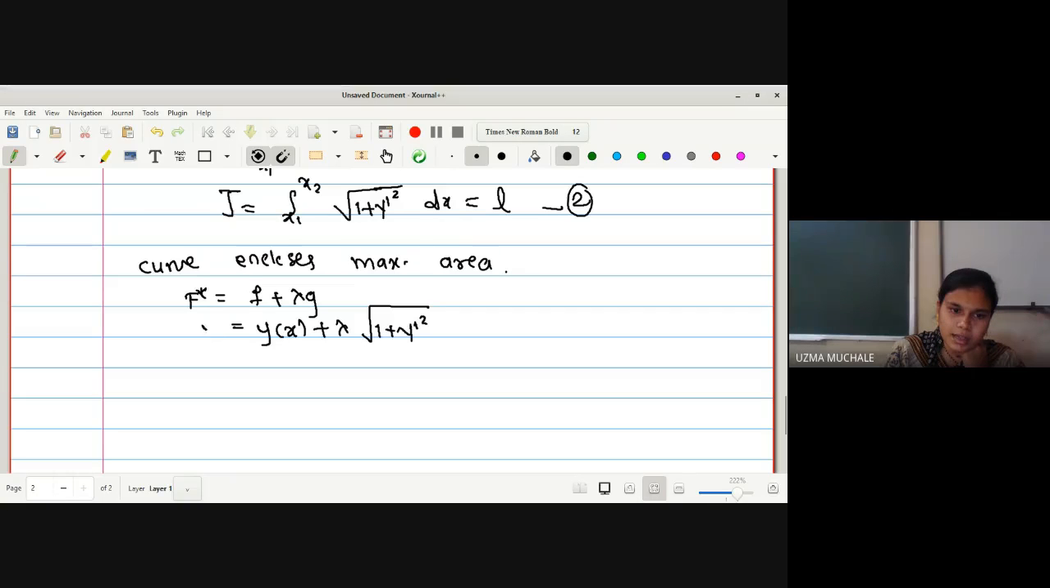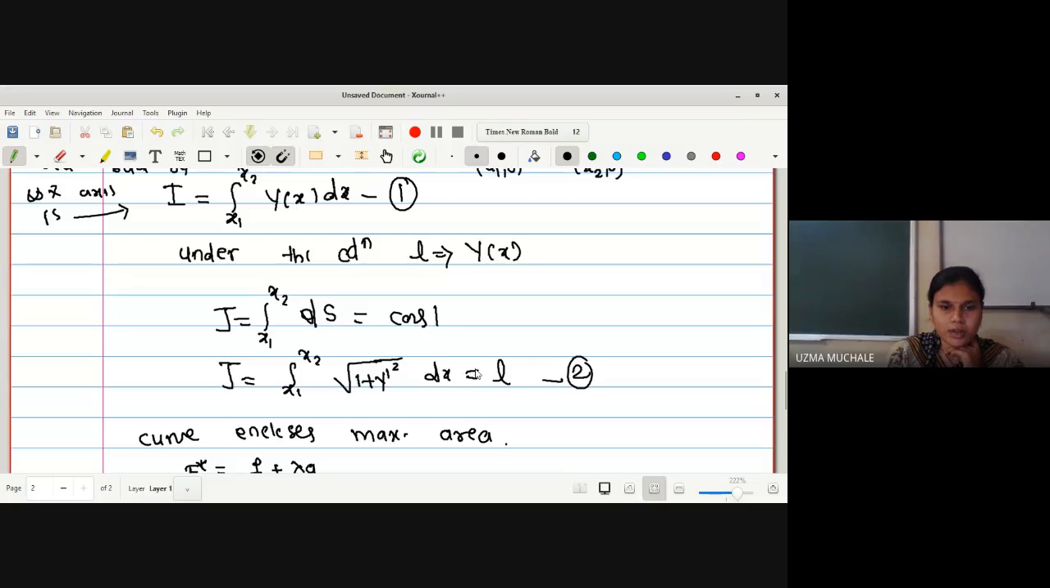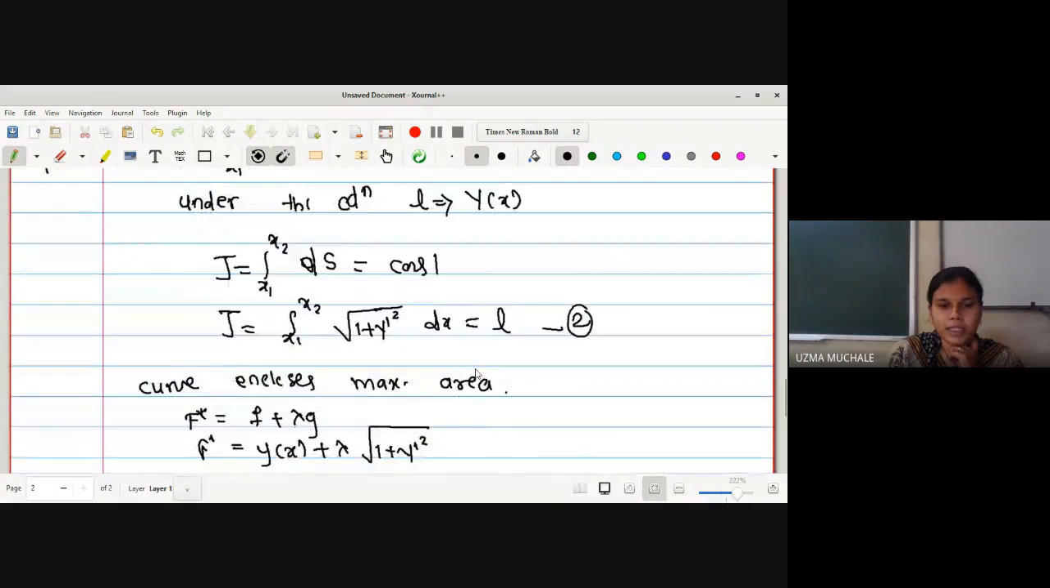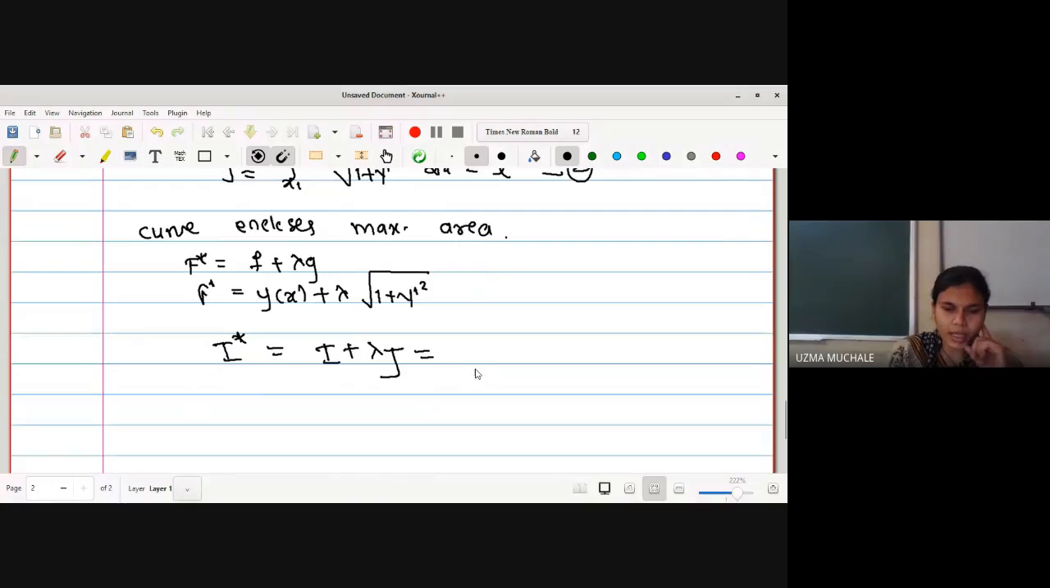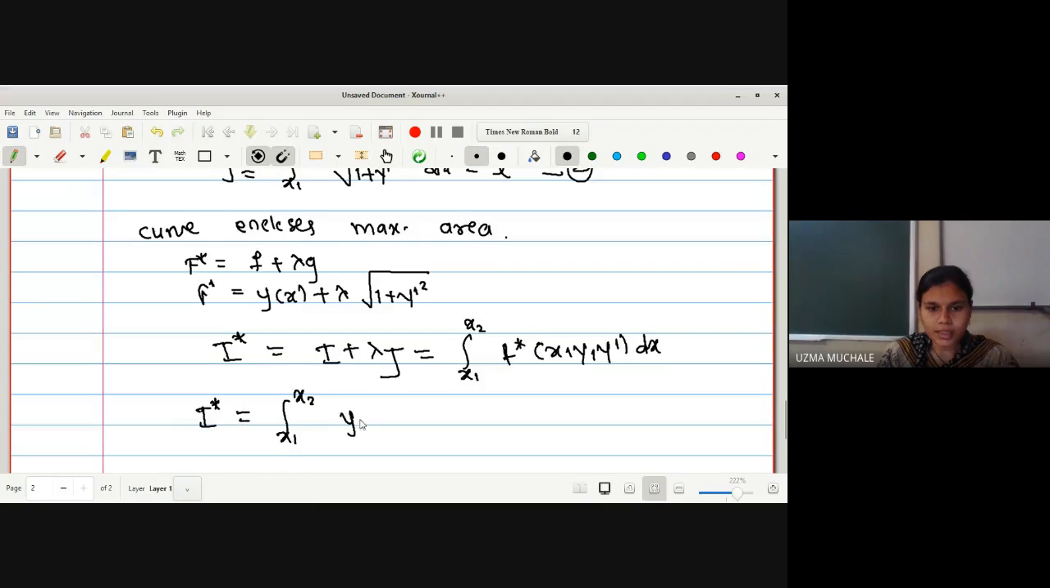Now, I star will be I plus lambda J. Integral I is the integration of y of x, that is the area bounded by the curve and x-axis, and J is a condition which ensures that the length of that curve is a fixed number, that is L. So for extremization, I star is the integration from x1 to x2 of f star of x, y, y dash dx. Let me write down f star: it is y of x plus lambda times the square root of 1 plus y dash of x square.